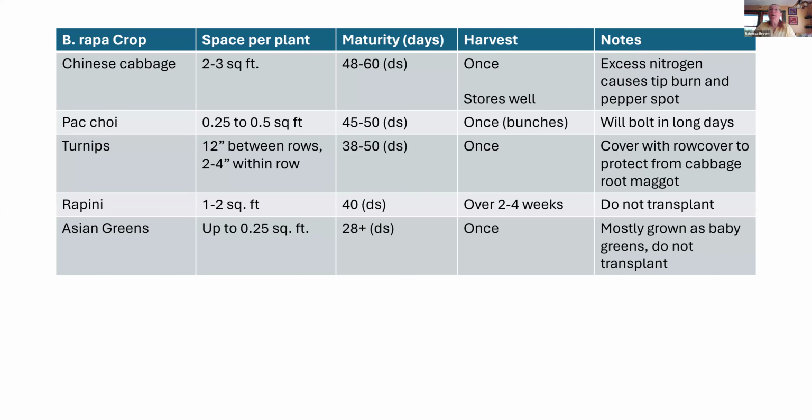So questions about Brassica rapa? Yeah, hi, Dr. Brown. A question for you in regards to all brassicas. Nutritional value. Is there anything in particular about these crops that is a selling point for our customers as it relates to nutritional value?